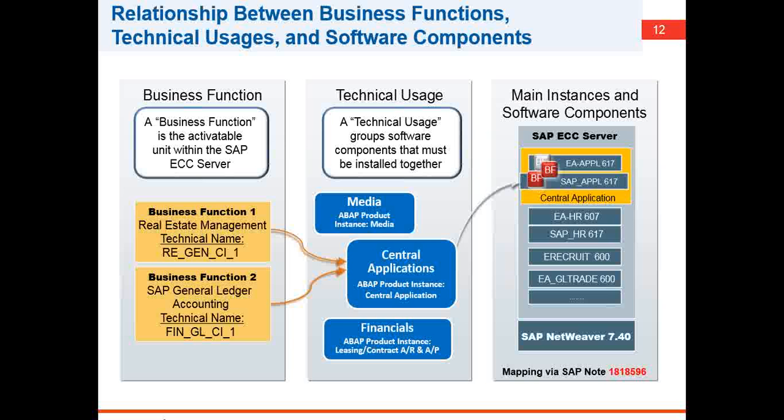As you can see on the screen, the two business functions that we've listed over on the left are both part of the standard SAP ECC server and the central application, which updates the SAP APPL component and the EA APPL. And for those of you new to SAP, or maybe not with the technical background, the EA APPL is the enterprise extension portion of the central component.